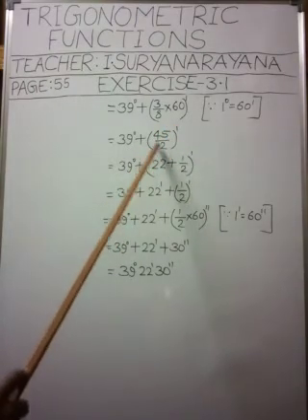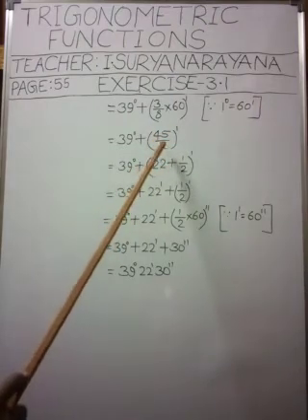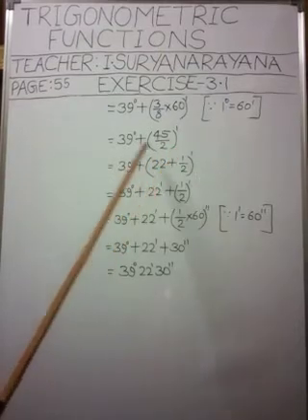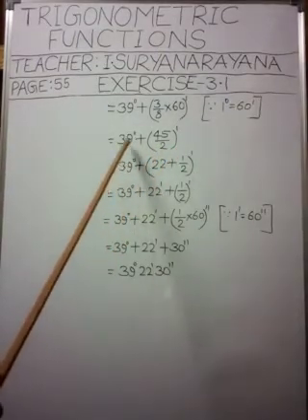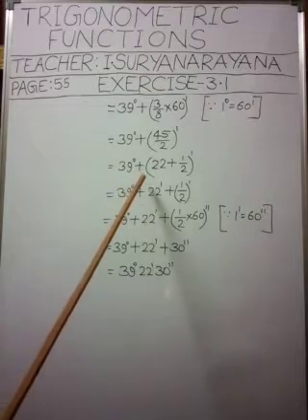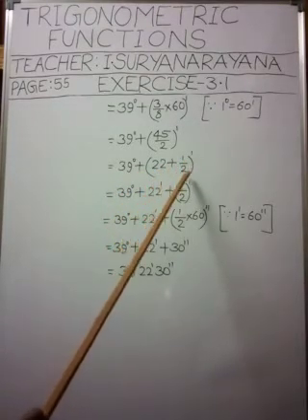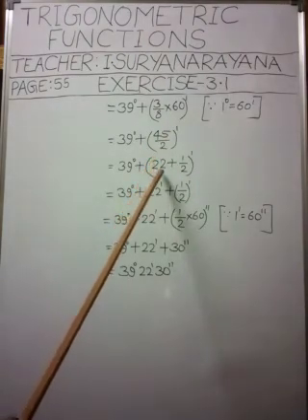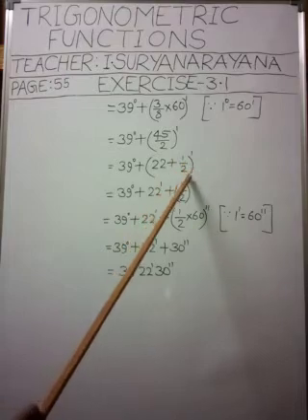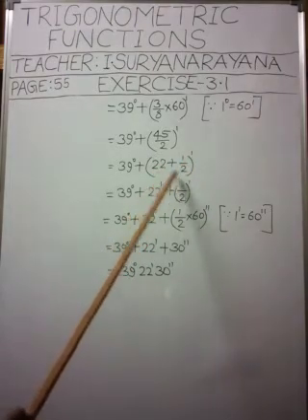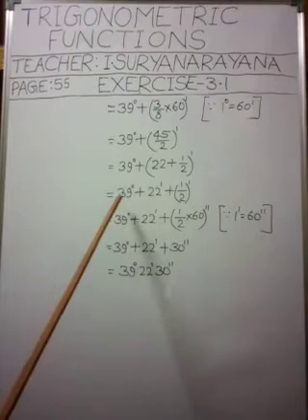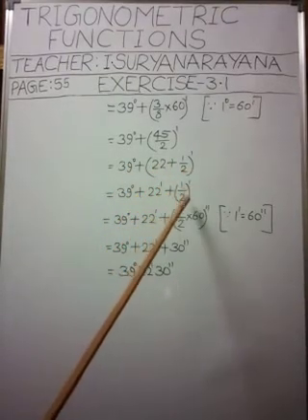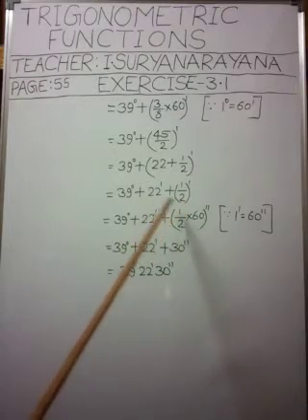Right. Again, if you observe this one, it is an improper fraction. Again, we have to convert it into a mixed fraction. Okay, my dear children? Right. That is equal to 39 degrees plus, we get here 22 plus 1 by 2 minutes. Understood this part, my dear children? Right. That is equal to 39 degrees plus 22 minutes plus 1 by 2 minutes. Understood this step, my dear children?